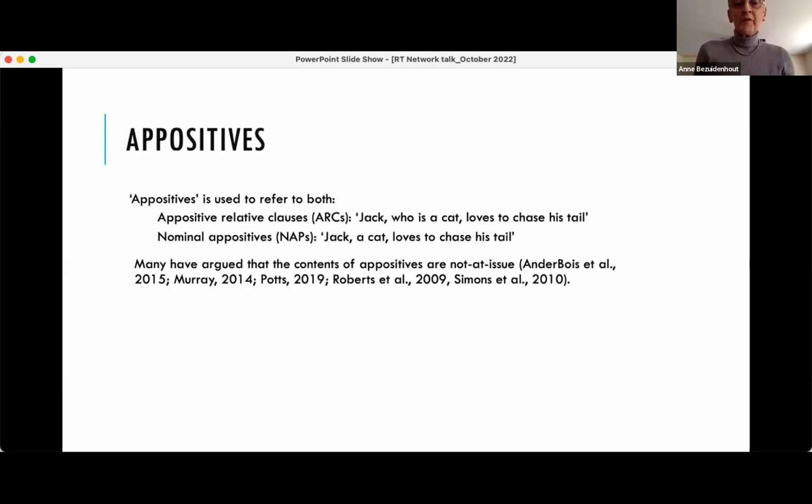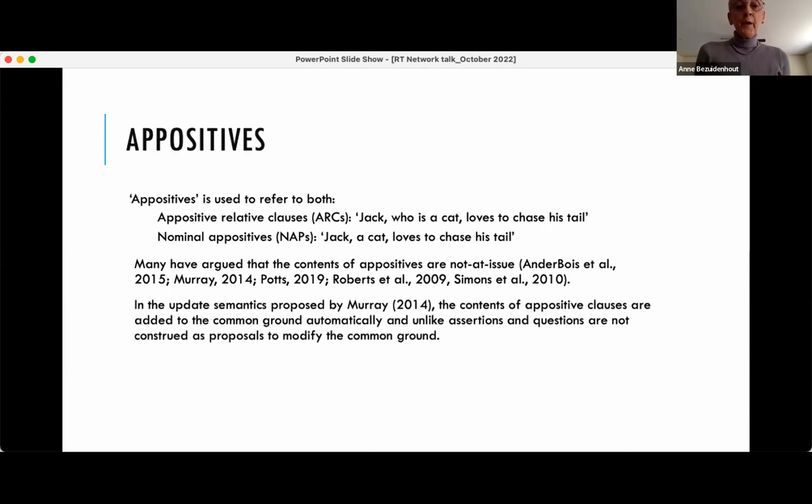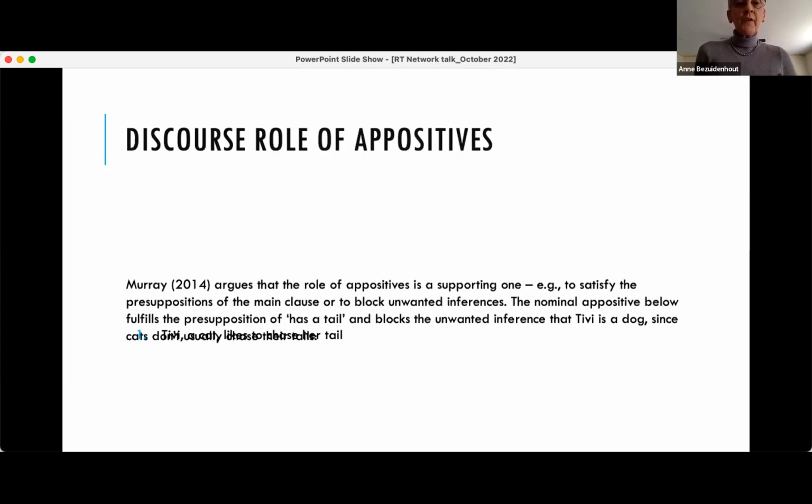I'm sure everybody knows, but just so we're on the same page, appositives is used to refer to both appositive relative clauses, an example being "Jack, who is a cat, loves his tail," and nominal appositives, "Jack, a cat, loves his tail." Many have argued that the contents of appositives are not at issue. In the update semantics proposed by Murray, the contents of appositives are added to the common ground automatically, and unlike assertions and questions, they're not considered proposals to modify the common ground. A similar view has been suggested by others.